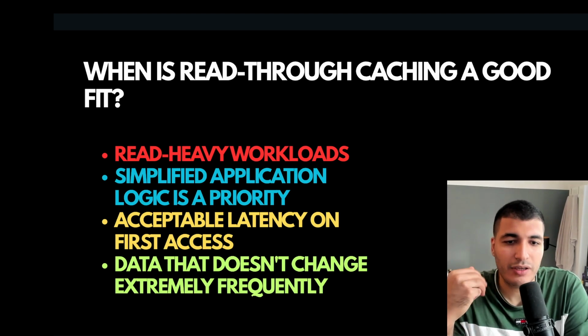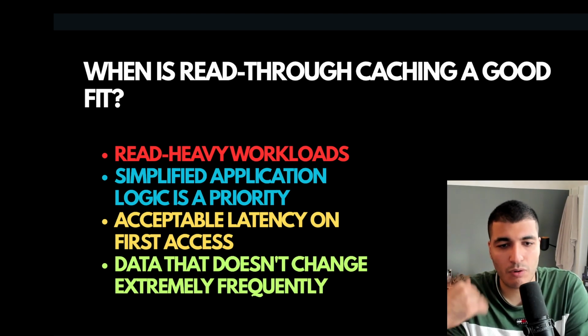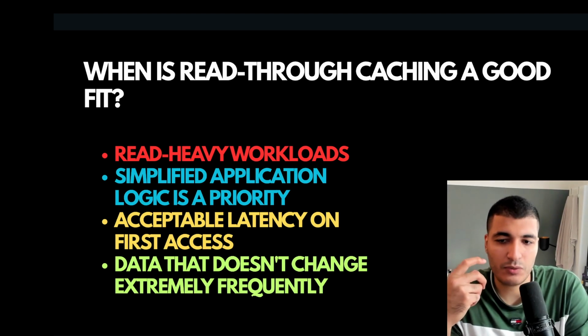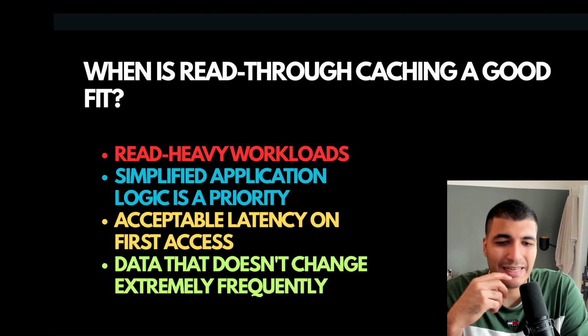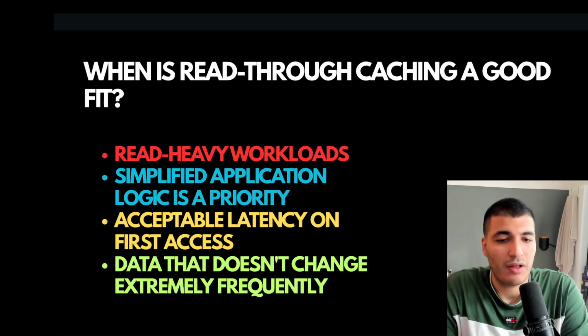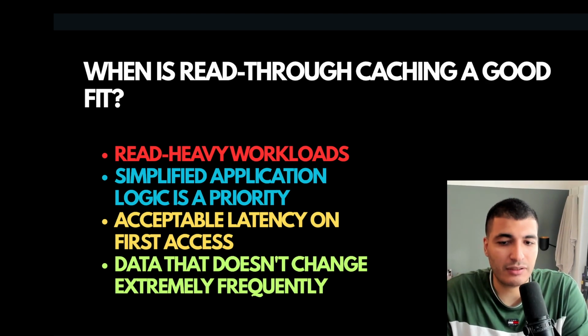Number three, acceptable latency on first access. A slightly higher latency for the very first access of a piece of data is quite acceptable in exchange for fast subsequent access and simpler code. Number four, data that doesn't change extremely frequently. While it fetches fresh data on a miss, if the underlying data changes very rapidly, you will still need effective cache invalidation strategies in place to avoid serving stale data from cache hits.